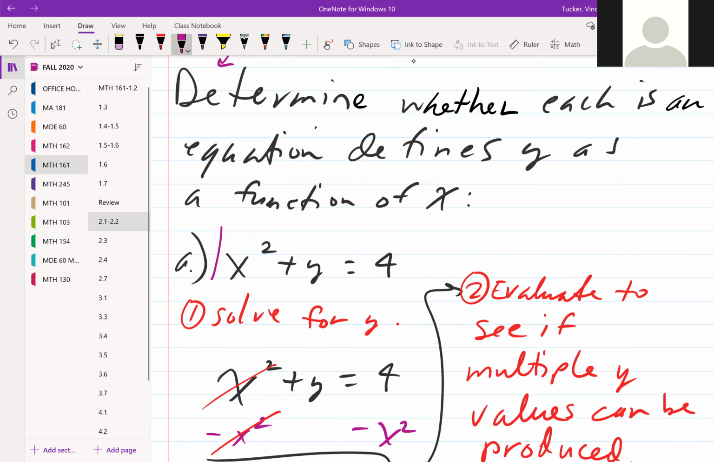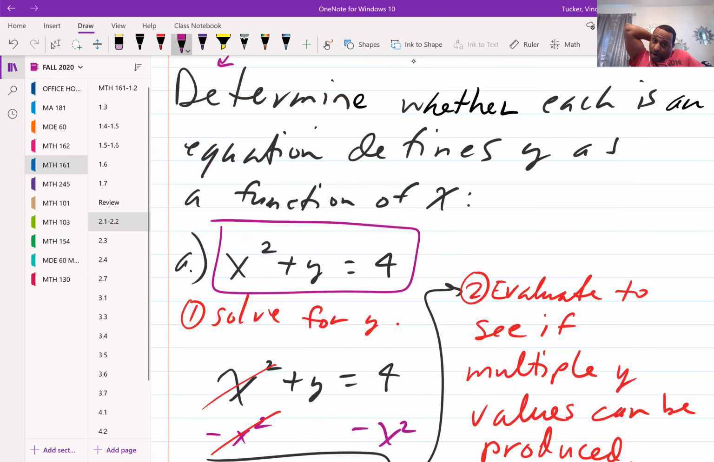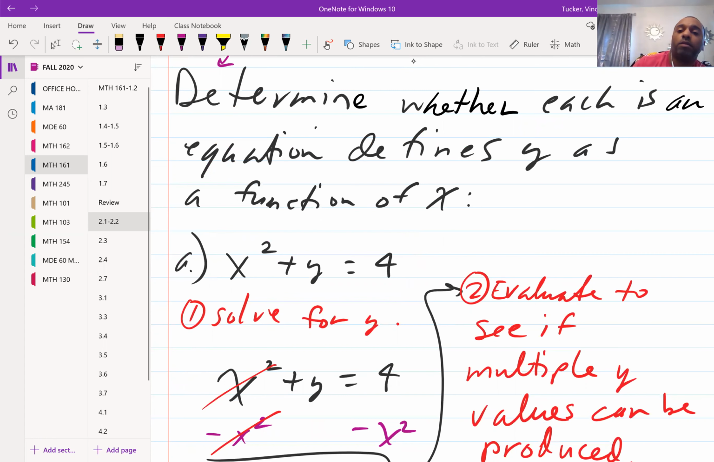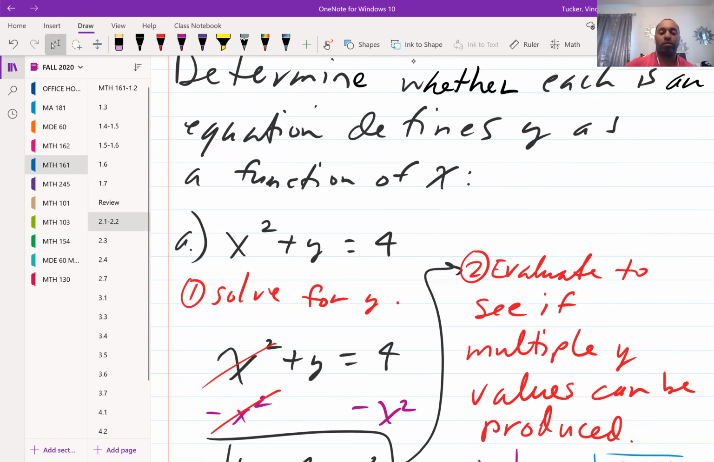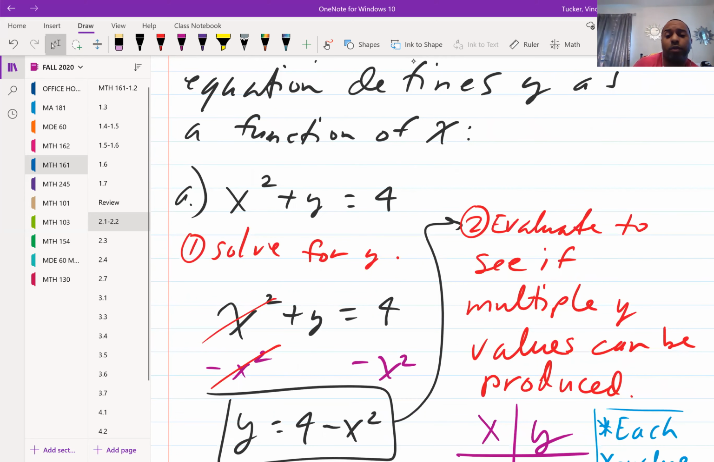All right. So this is our first equation. x squared plus y equals 4. And if we want to see if the equation defines y as a function of x, the first thing we have to do is solve it for y. All right, so solving for y, we subtract x squared from both sides. That'll give us y equals 4 minus x squared.